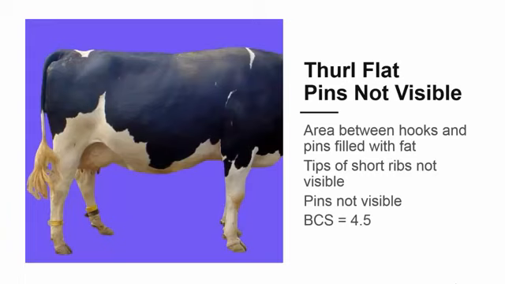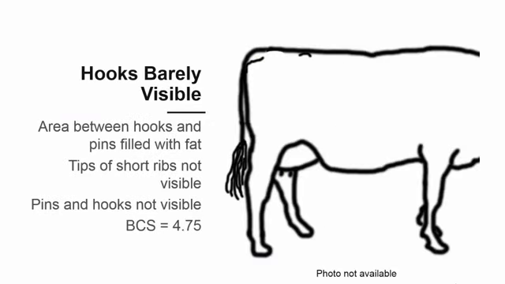As fat continues to accumulate, the tips of the short ribs can no longer be seen as individual bones, and the pins are no longer visible. Such a cow scores 4.5. When the bones of the hooks become barely visible, the body condition score is 4.75.